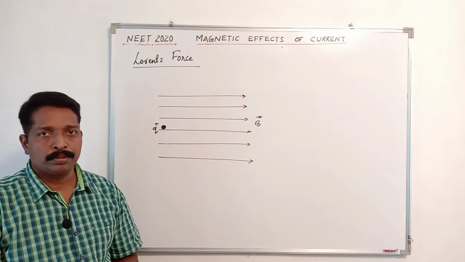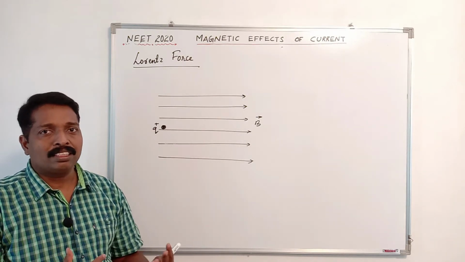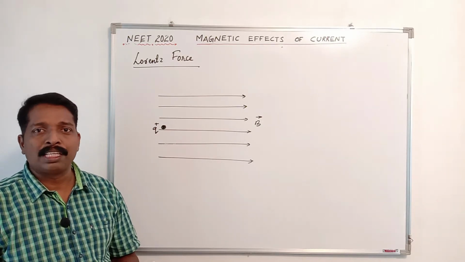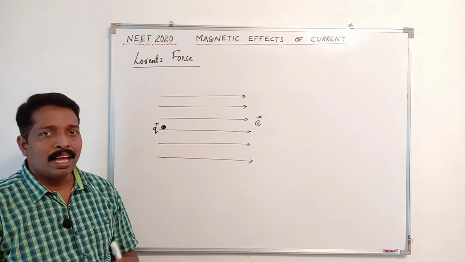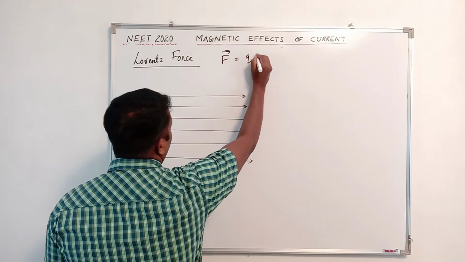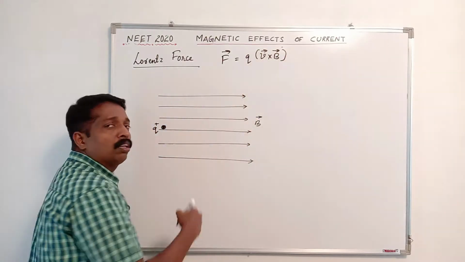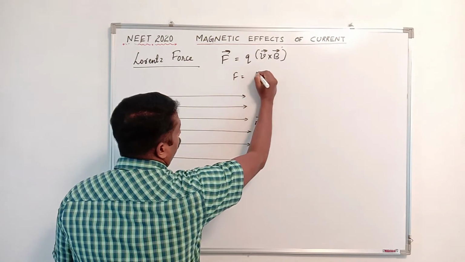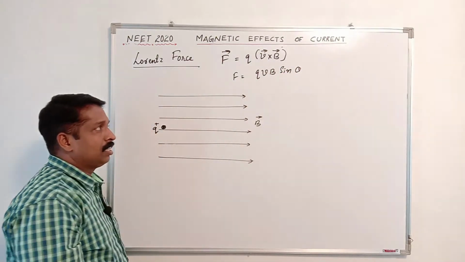Next, Lorentz force. We know that there are two types of Lorentz forces, which are the electric Lorentz force and magnetic Lorentz force. Electric Lorentz force is simply F is equal to QE, that is the electrostatic force, and magnetic Lorentz force is F is equal to Q into V cross B. So total Lorentz force is the sum of electric Lorentz force and magnetic Lorentz force. Here we can take the magnitude as QVB sin theta, because V cross B is VB sin theta.